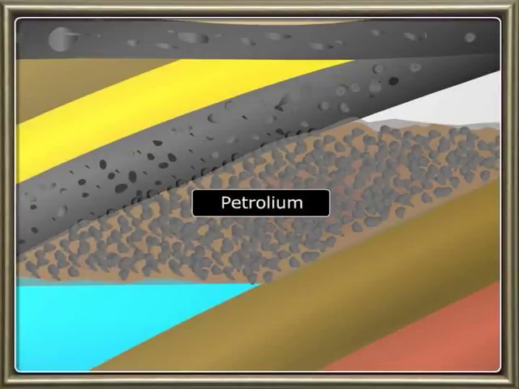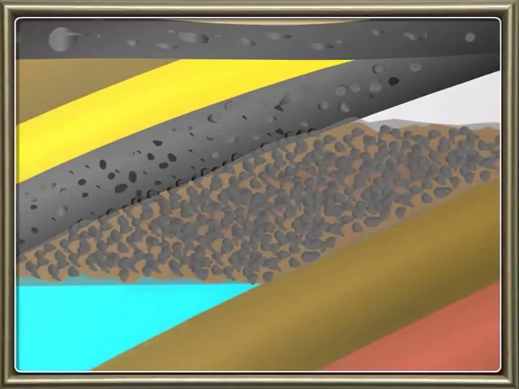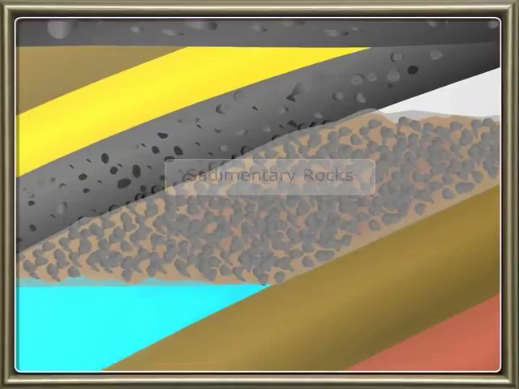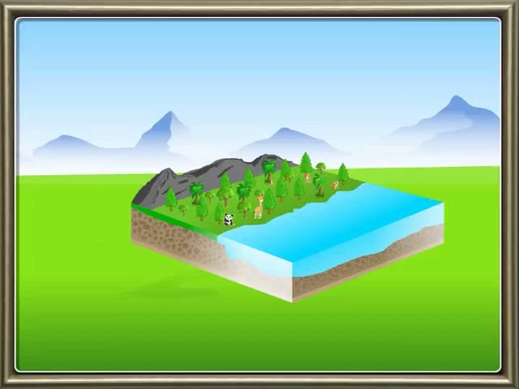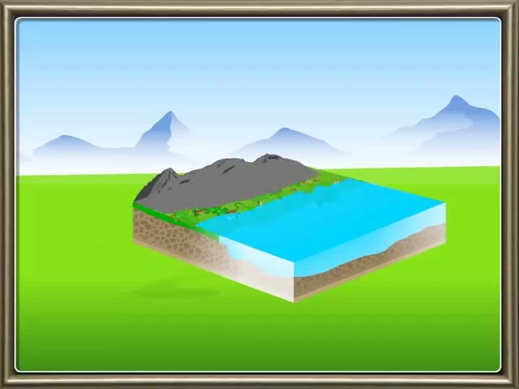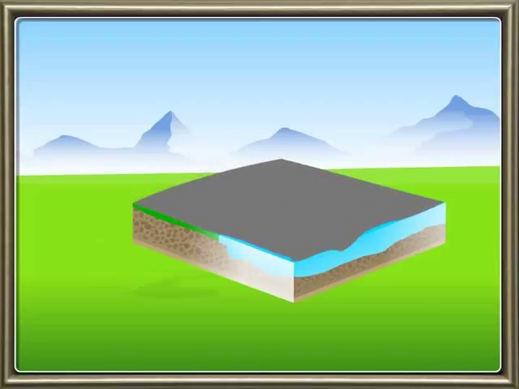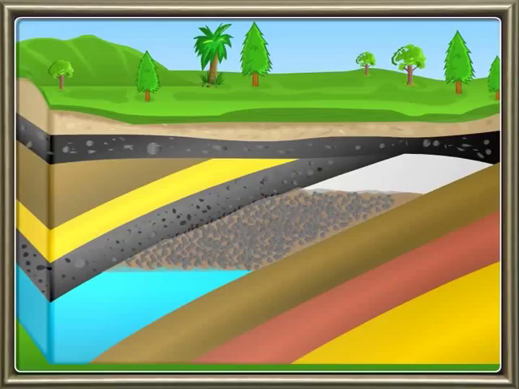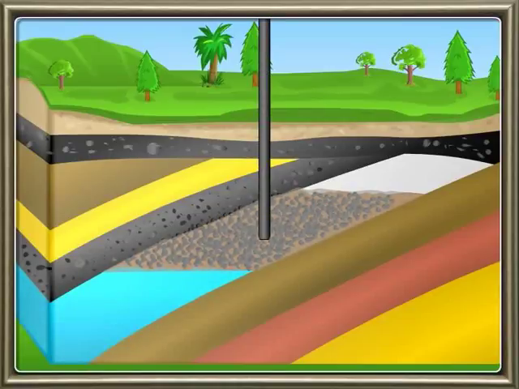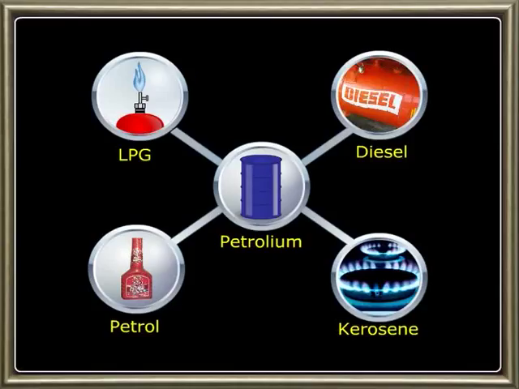Petroleum. Petroleum is a dark oily liquid formed between the layers of sedimentary rocks. It is formed from the remains of plants and animals buried under the rocks for millions of years. It is obtained by drilling holes in the earth. Petroleum is refined to get petrochemical products like LPG, petrol, diesel and kerosene.